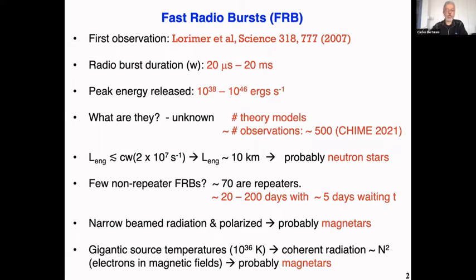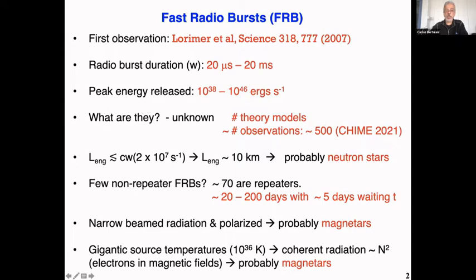So what are these things? We don't really know. And I was surprised recently, like a month ago, that the observed ones were about 60 or 70, and last month it grew by a huge factor. The CHIME observatory in Canada observed about 500 of them. I knew about this just last month.